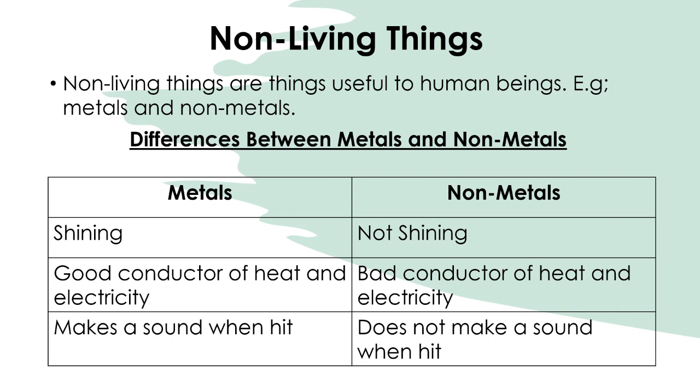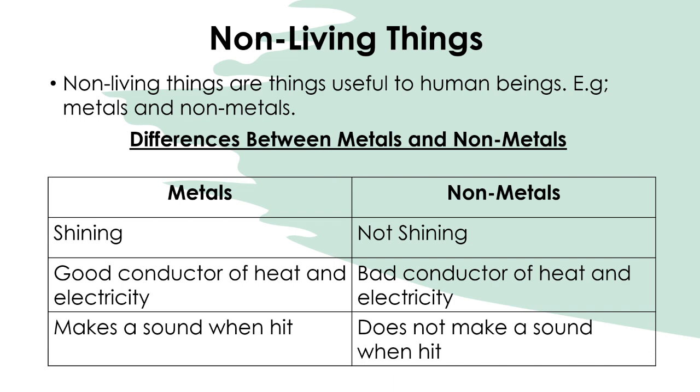But when you look at a piece of steel, you discover that it is what? Shining. Metals are good conductors of heat and electricity. Non-metals cannot conduct. They are bad conductors of heat and what? Electricity. Iron makes sound when you hit it, while non-metals do not make sound when you hit them.